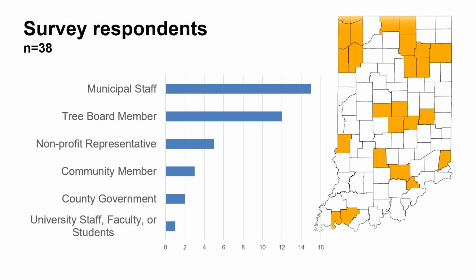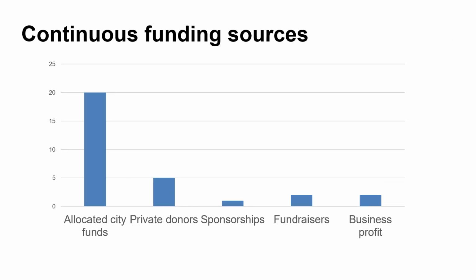So the first question we asked you was, what are the sources of continuous funding? So regular funding that you receive. Most folks said allocated city funds, right, from a city budget. And of course, those funds can fluctuate. I'm sure some of us are nervous right now with SB1 about what the local budgets are going to look like for urban forestry. But I also thought it was interesting to look beyond that.